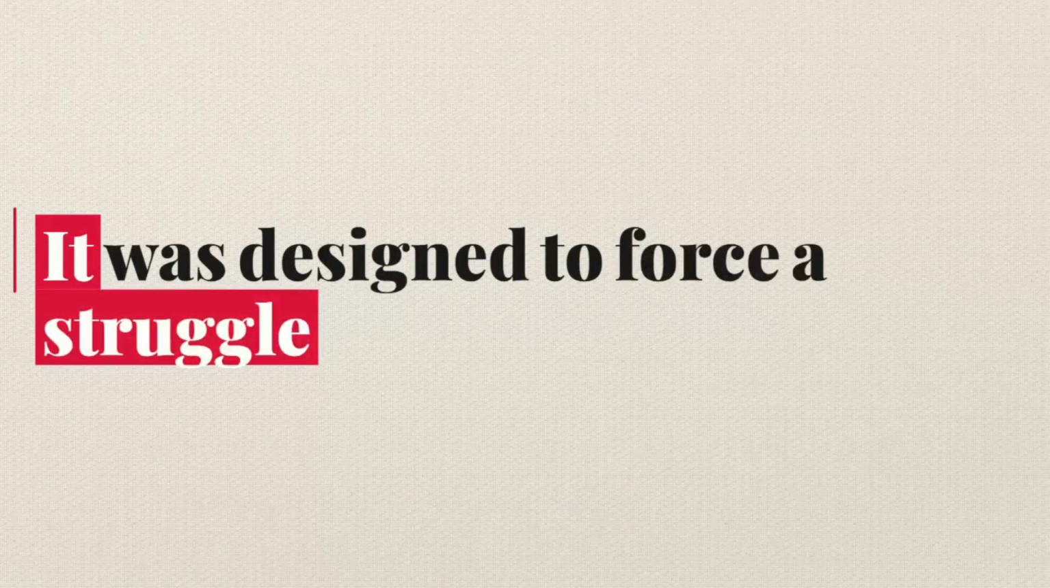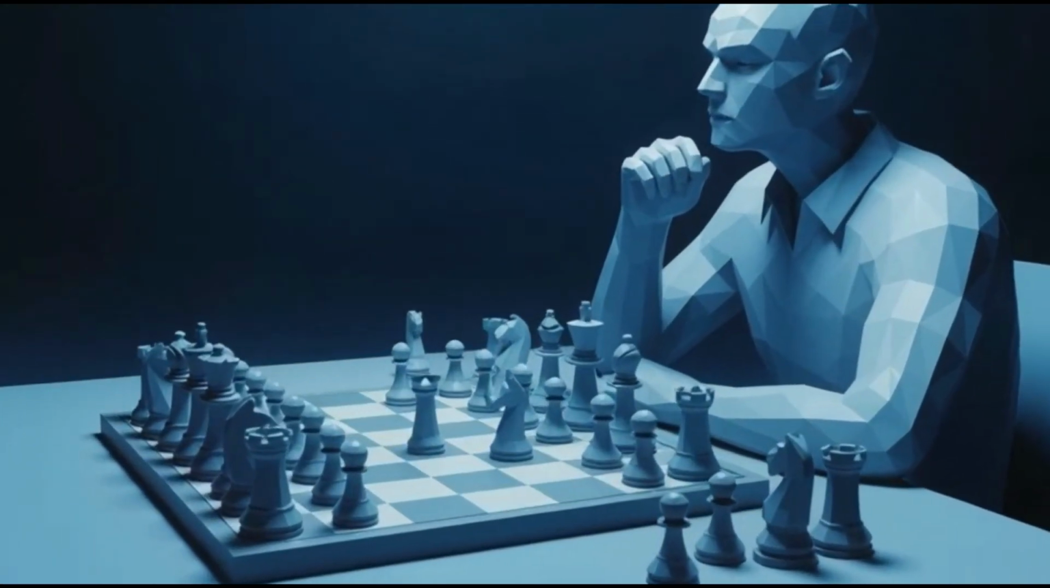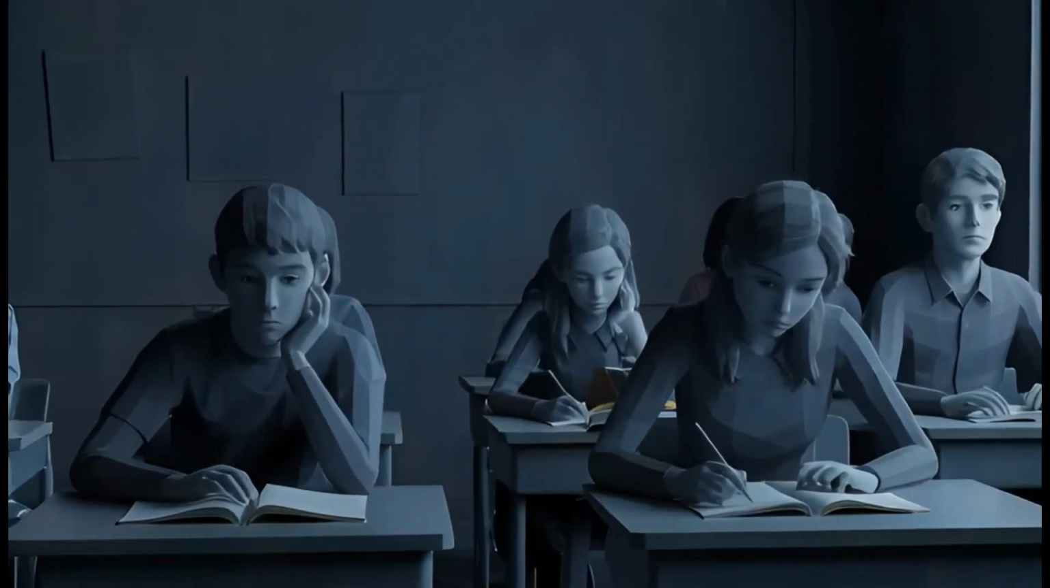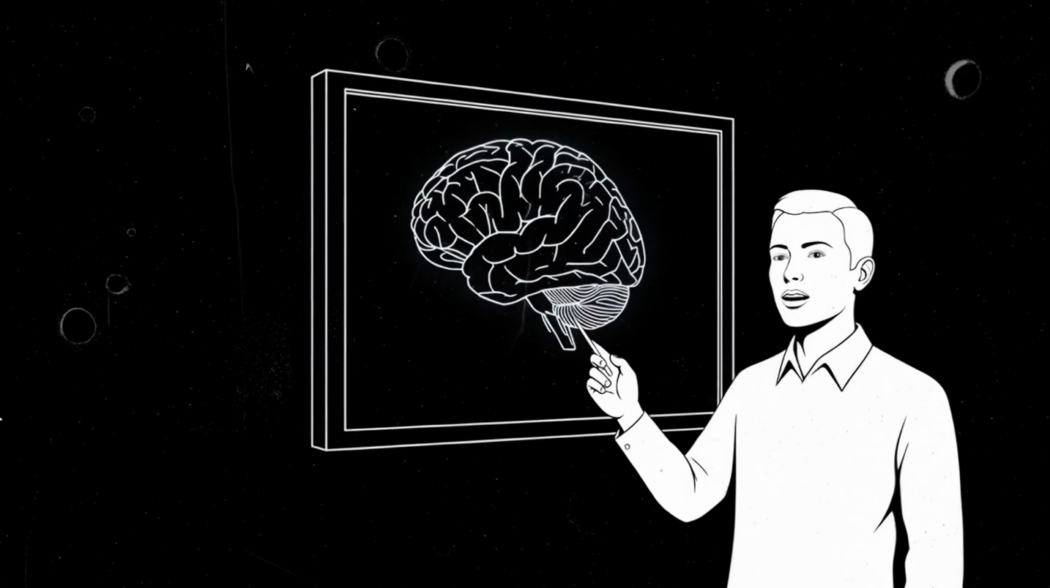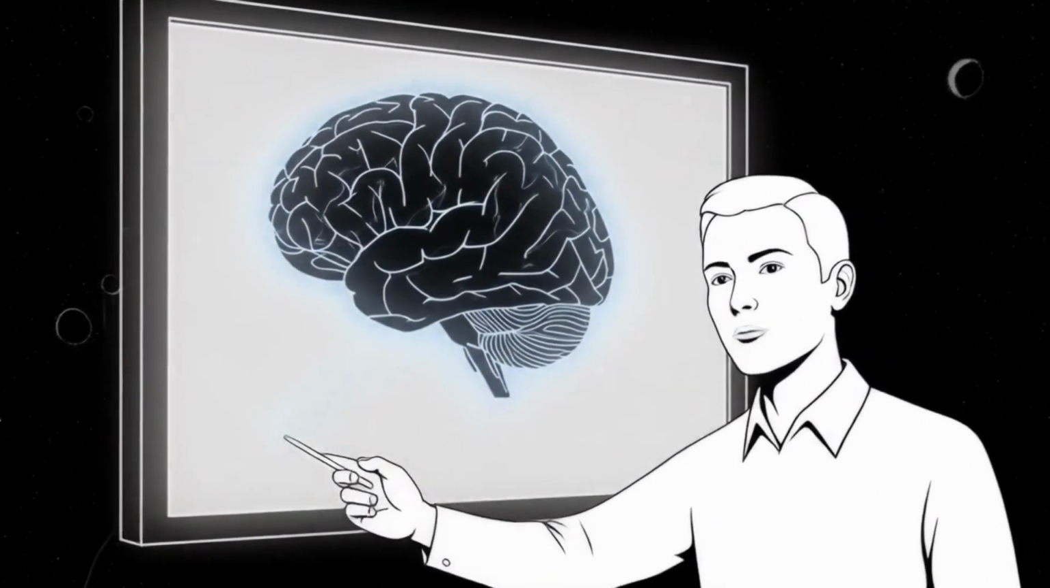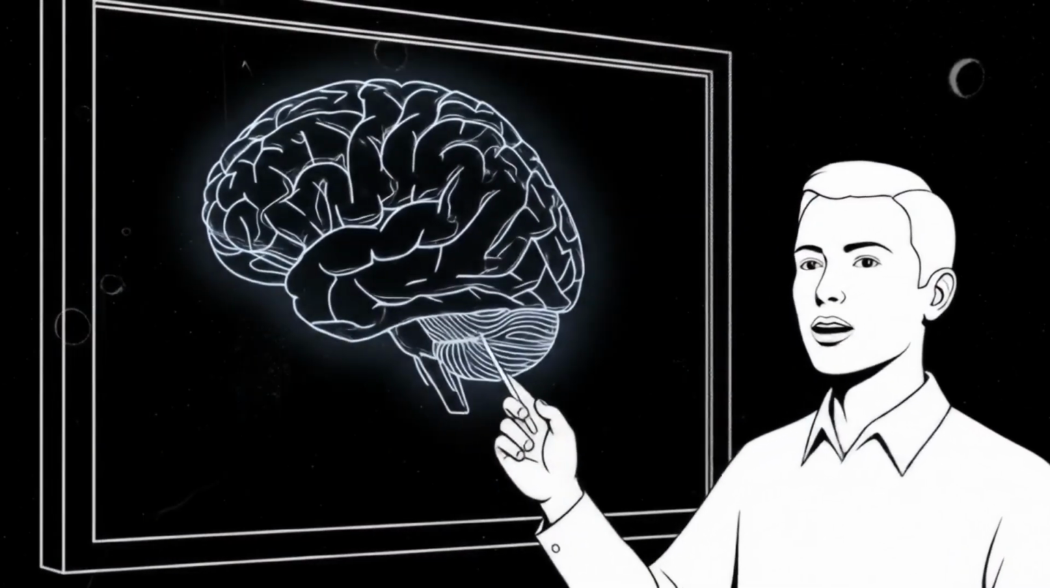The white room wasn't designed to be comfortable. It was designed to force a struggle. And that's exactly what made Ayanokoji's mind so powerful. Most students avoid struggle at all costs. They reread notes, highlight passages, and think they're studying. But your brain doesn't build strong neural pathways through comfort. It builds them through controlled struggle.